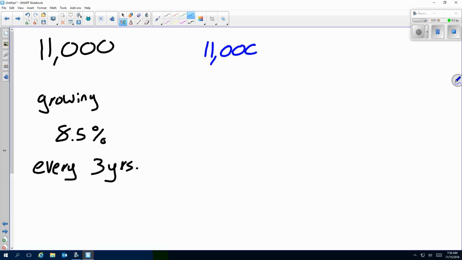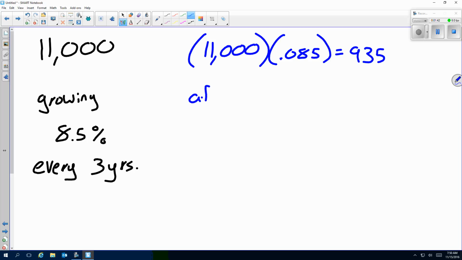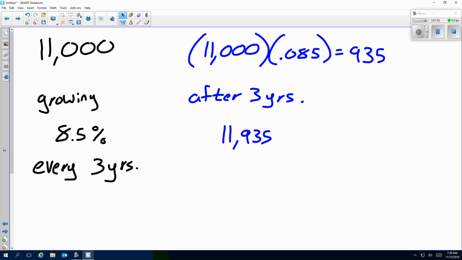Bear with me. I take 11,000 and I multiply by 8.5%. I'm going to get 935. So what we know is after 3 years, we have 11,935 organisms. So I can kind of start to set that up.